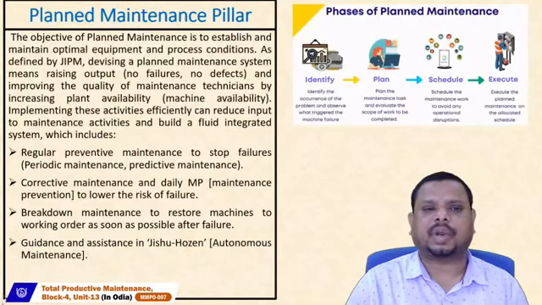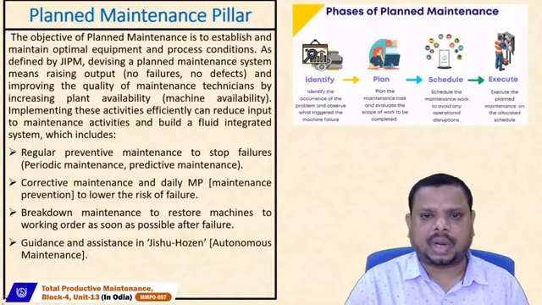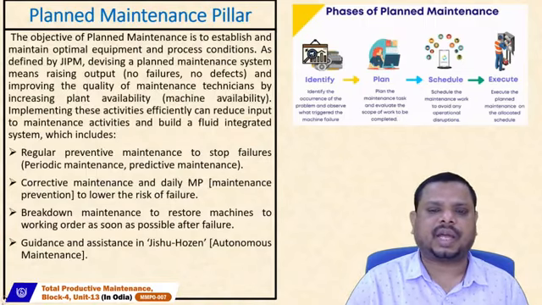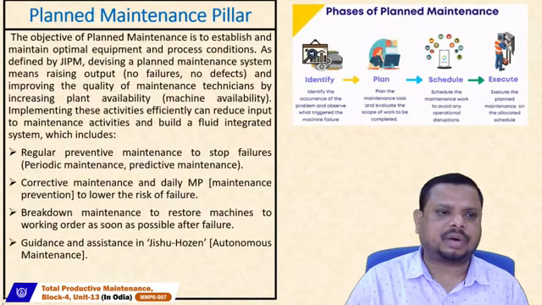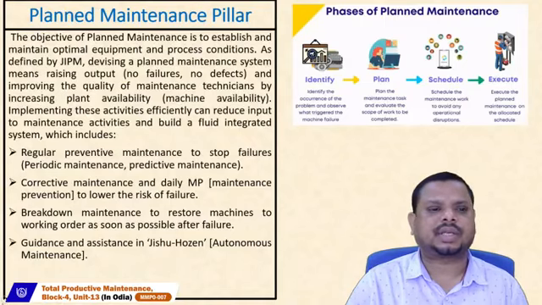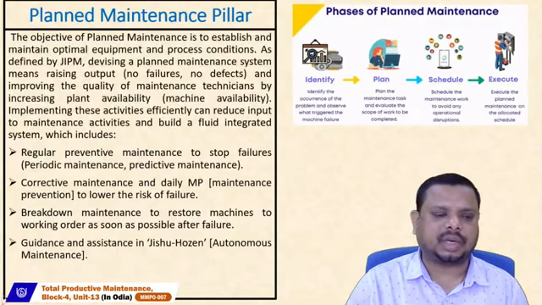The next pillar we have is known as the planned maintenance pillar. Under the planned maintenance pillar, we have four phases. The first is identify, then plan, schedule, and the last one is execute. The objective of planned maintenance is to establish optimal equipment and process conditions, as defined by the Japan Institute of Preventive Maintenance, devising a planned maintenance system which provides output in the form of no failures, no defects, and improves the quality of maintenance technicians by increasing plant availability or machine availability.